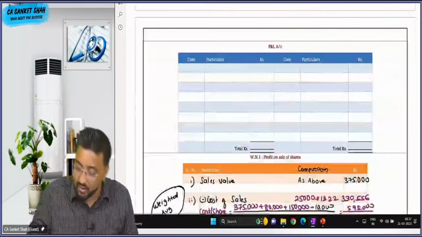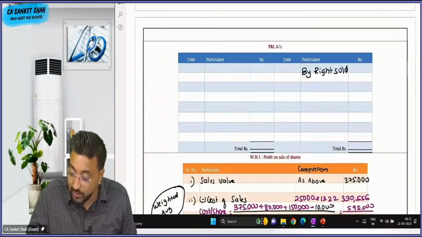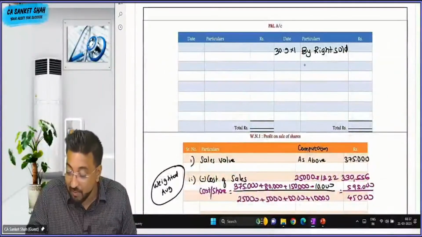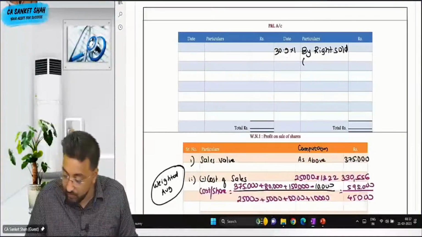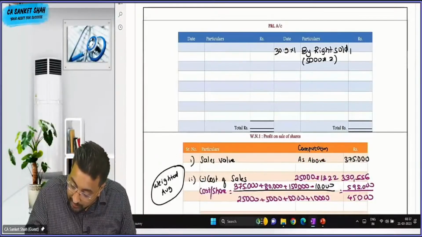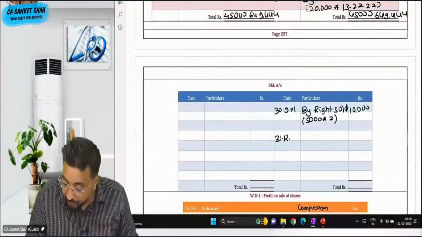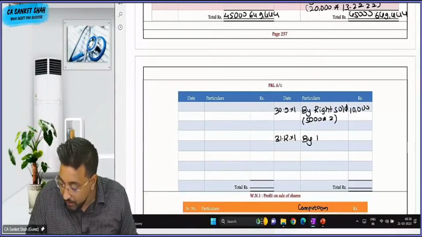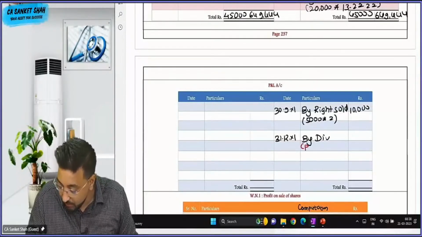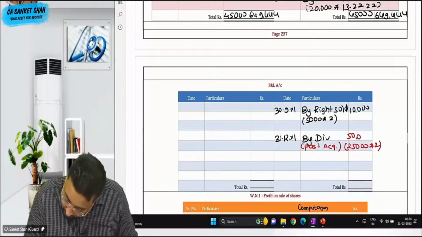P&L account बेटा, P&L account कैसे बनाओगे? By rights sold. How many rights sold, beta? When did you sell the right? 30th September. बेटा right renounce नहीं किया क्या आपने? On how many shares did you renounce the right? On 5,000 shares into 2, so 10,000. Then beta, dividend. When did you receive the dividend? 31st October. By dividend, in bracket you can write post acquisition. How many shares, beta? 25,000 shares into 2, 50,000.